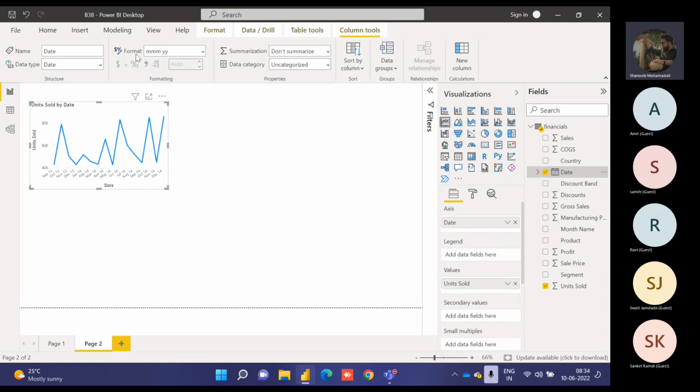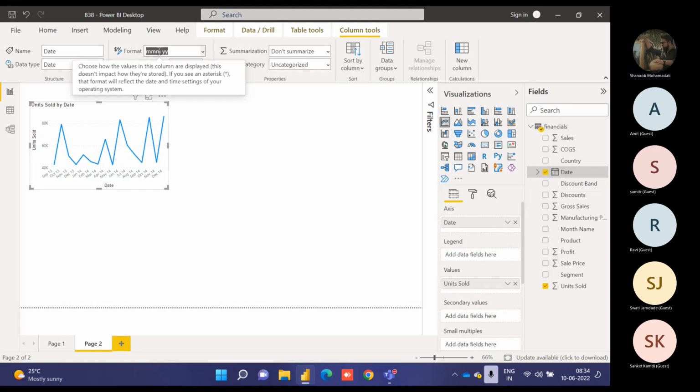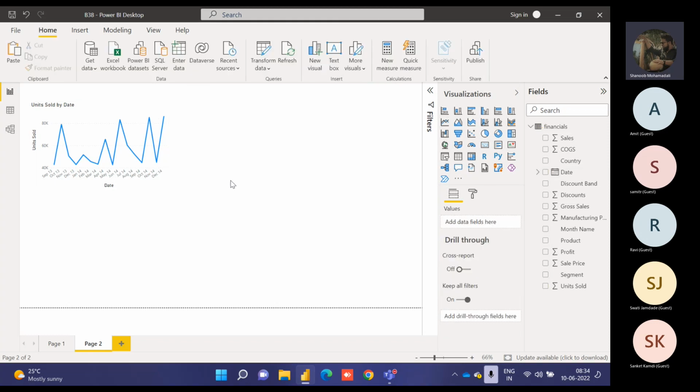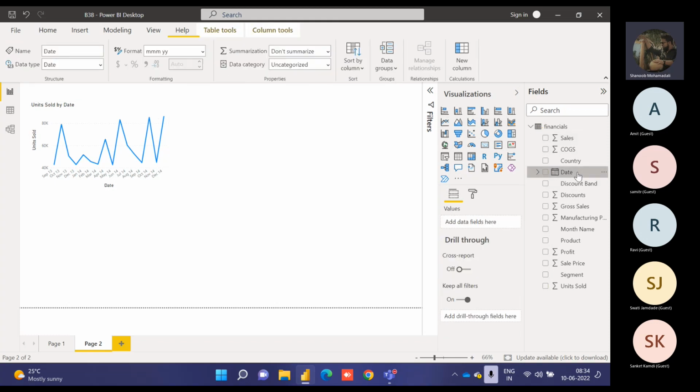Column tools would be enabled. Go to the format section and mention it the same. If you need the full month, you will mention one more M. So M is for month and Y is for year. Make sure you mention all of them in lowercase. If you mention something in uppercase, then that character would appear as uppercase M, and then you will have the month and the year. So you have to click on the column to get this format.